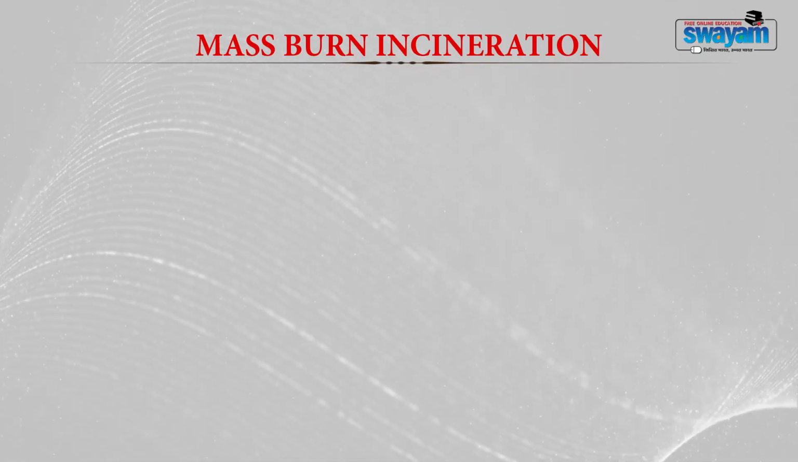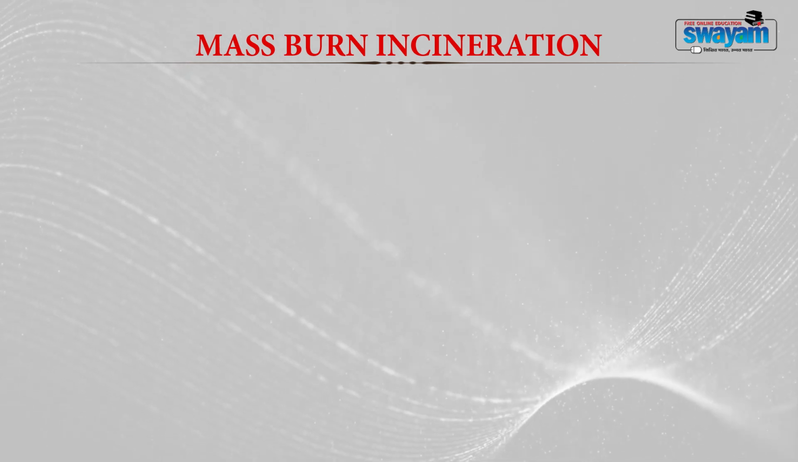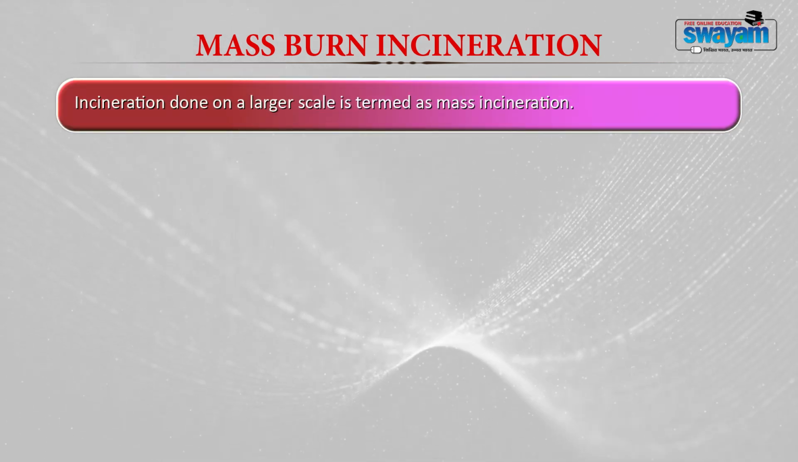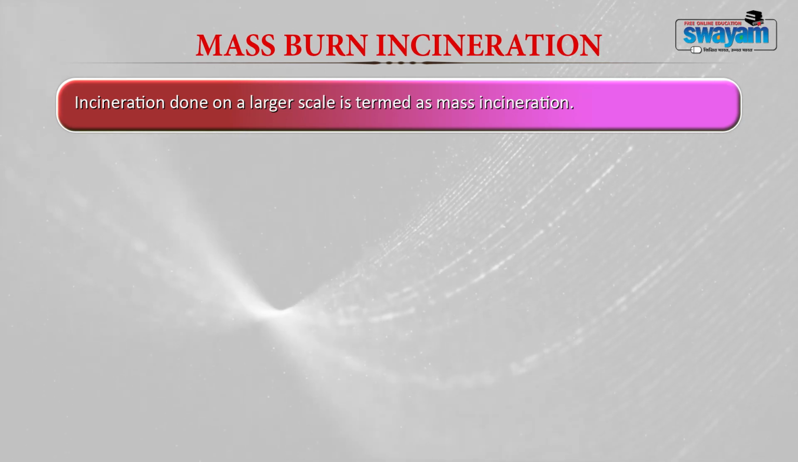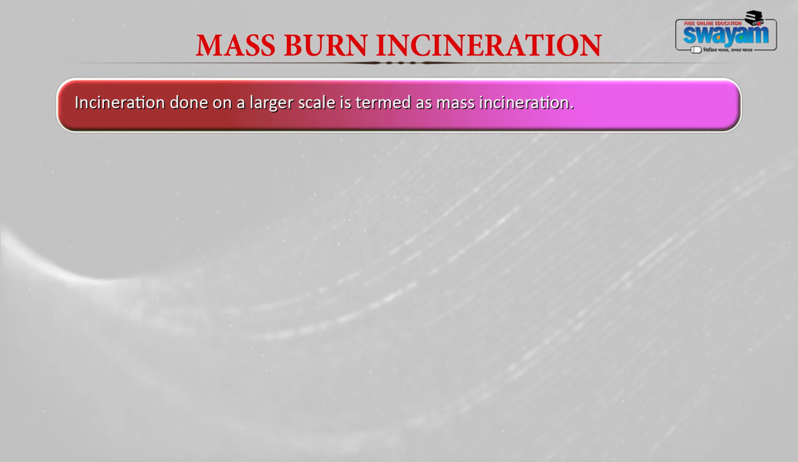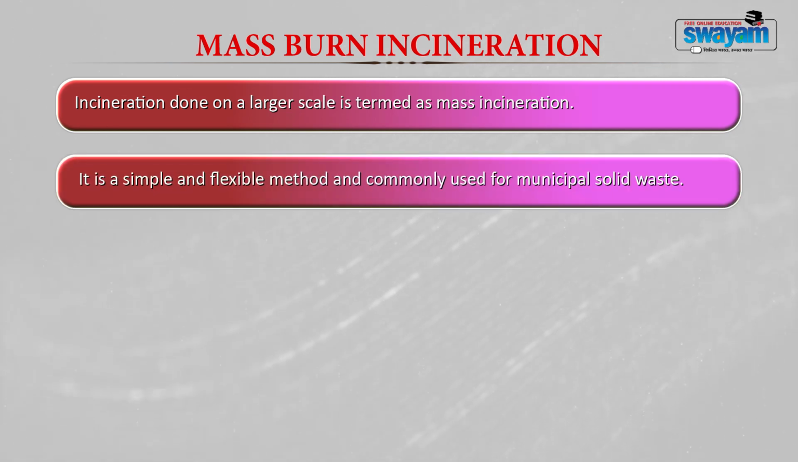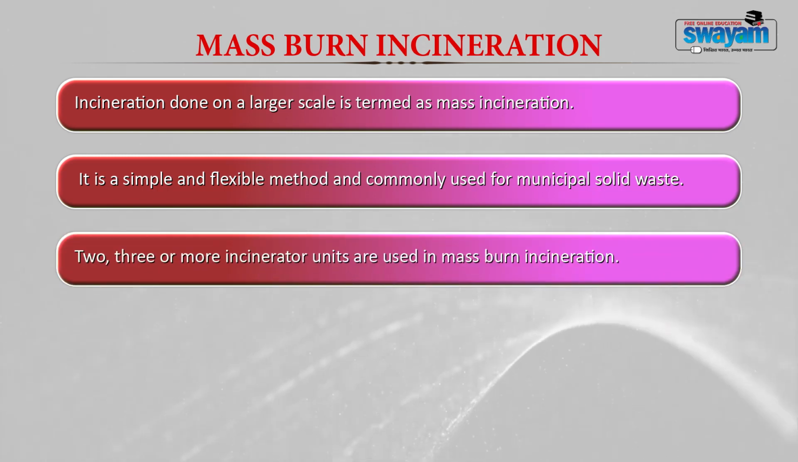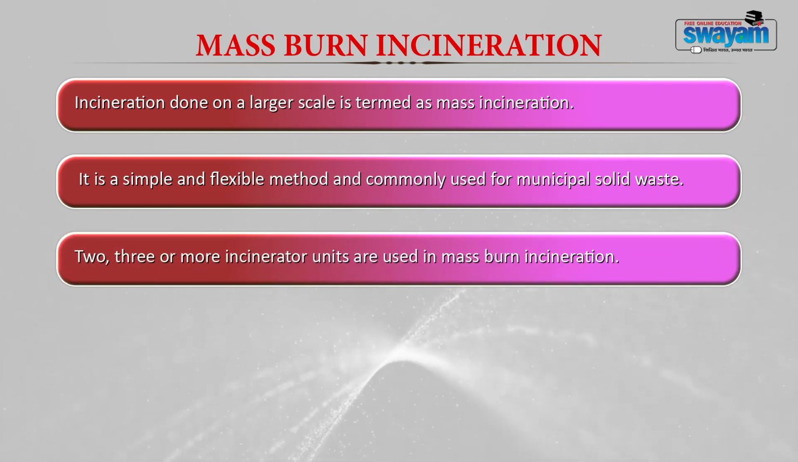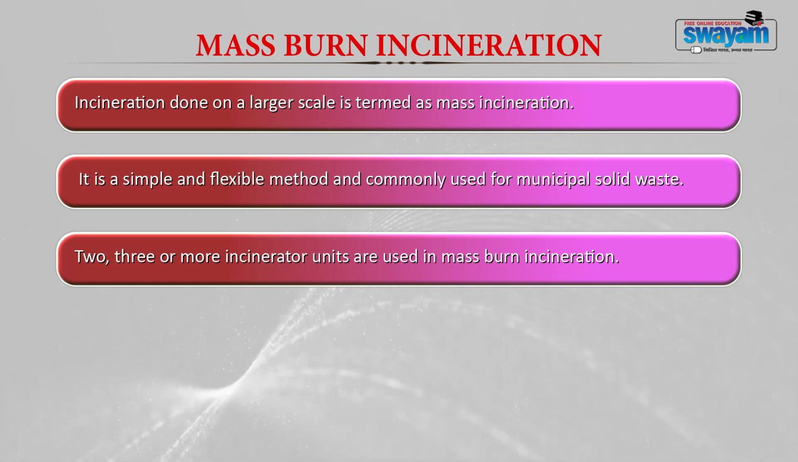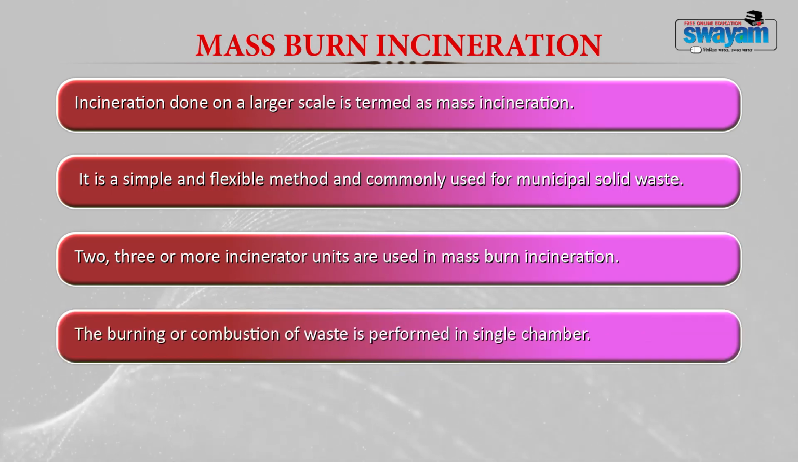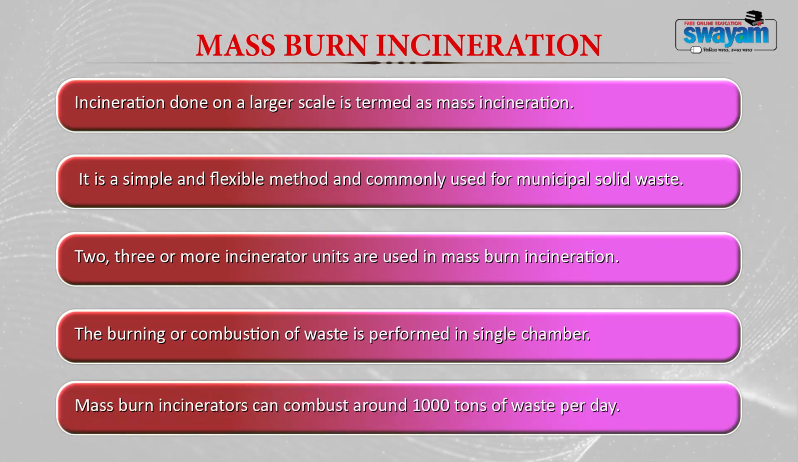Now, let us discuss mass burn incinerators. These are incinerators used for large scale burning of waste, and the process is called mass incineration. It is a simple and flexible method, generally used for municipal solid waste. Two or three or more incinerator units can be used in the mass burn incineration process, and here the combustion of waste is performed in one single chamber. Around 1000 tons of waste per day can be combusted in the mass burn incineration process.